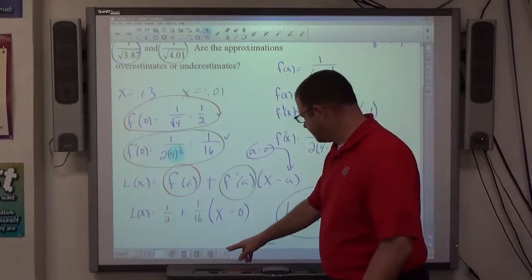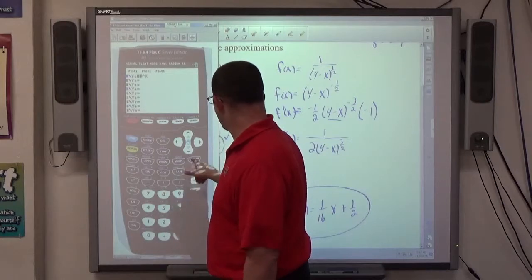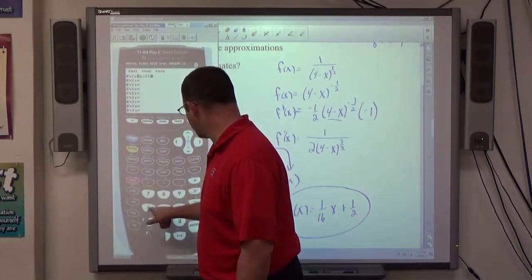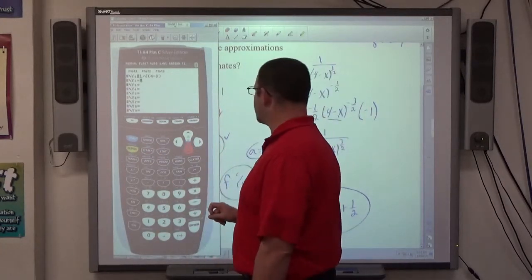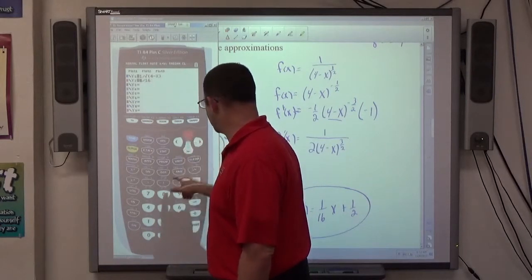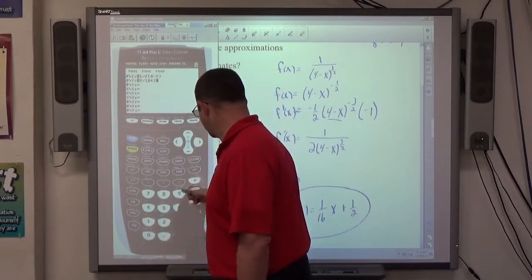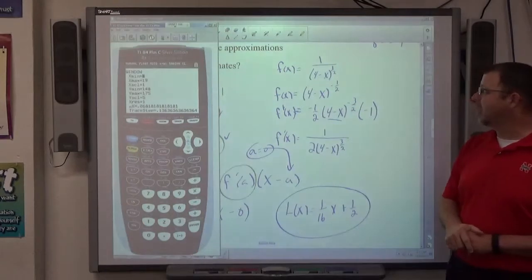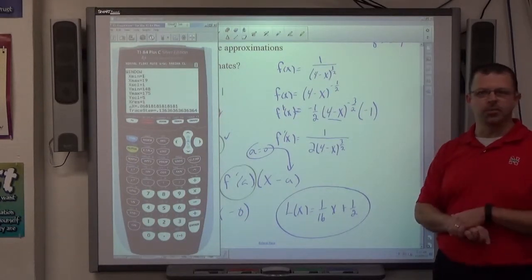Now, real quick, let's just take a look at this function, y equals 1 divided by the square root of 4 minus x, and y equals 1/16 x plus a half, x over 16 plus a half. So as far as window is concerned, I know that x has to be less than 4, right? Can't divide by 0, so it's got to be less than 4.